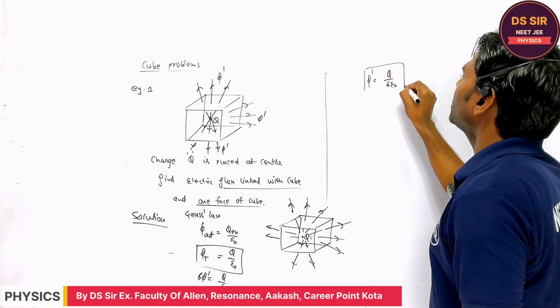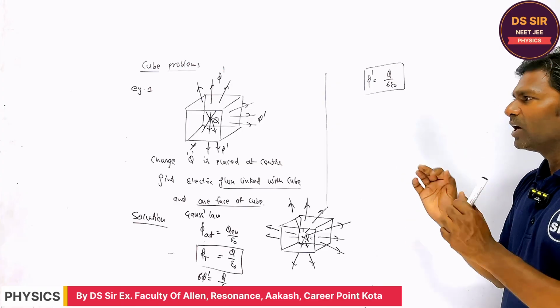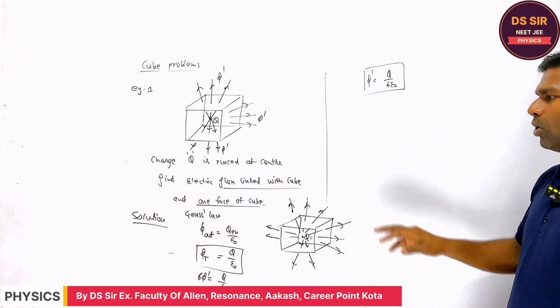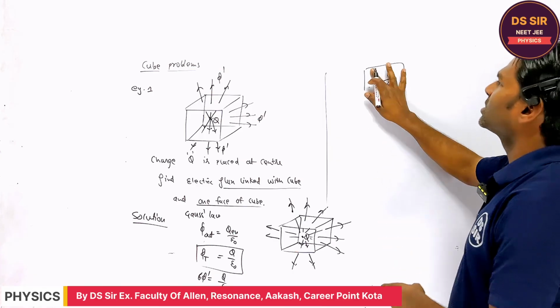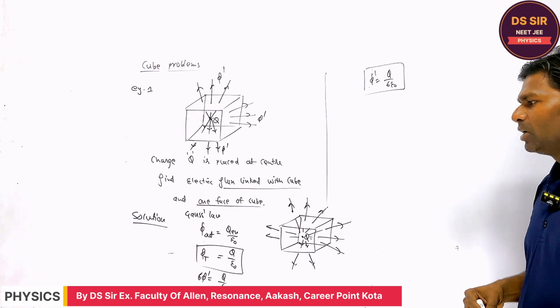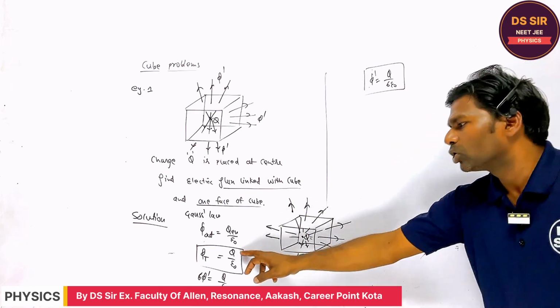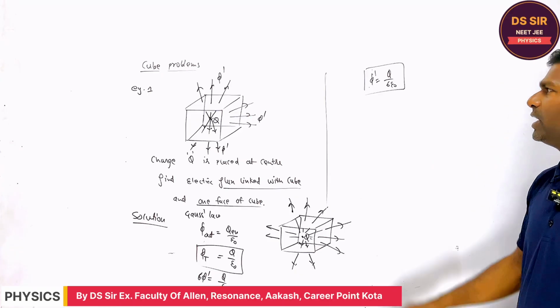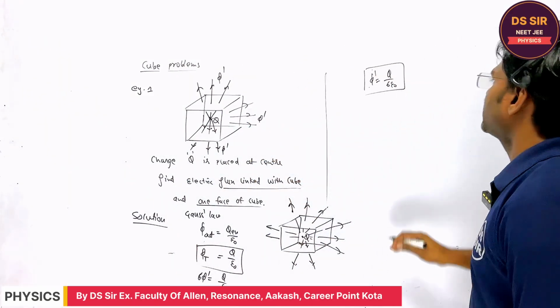So what is the flux linked with one face? We are not integrating anything. Only with Gauss's law we are able to find that the flux linked with one face is Q upon 6 epsilon naught, and the total flux linked with this cube is Q upon epsilon naught. Copy this. So this question may be asked in this way.